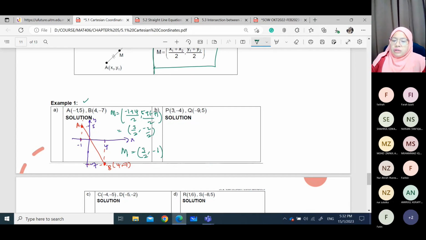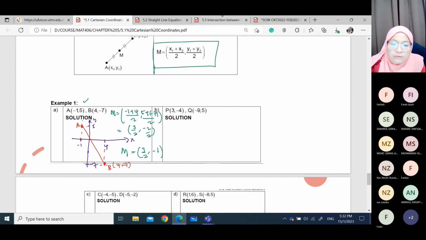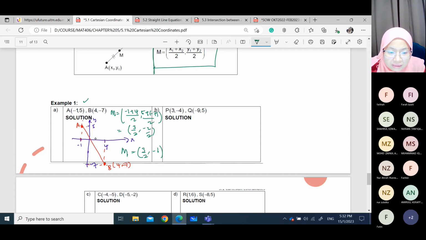3/2 is 1.5. So 1.5 for X, katakan kat sini lah, and Y is negative 1. So let's say this one is negative 1. So point dia adalah di sini. Kat sini point dia, anggaran lah. So this is a midpoint.